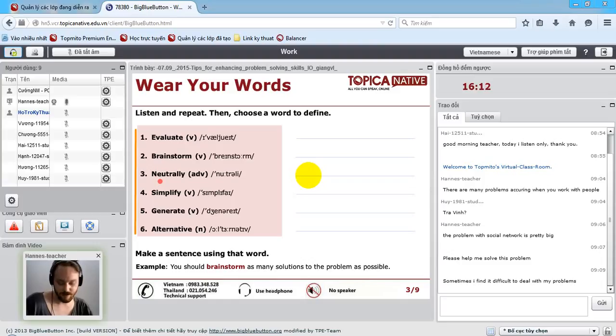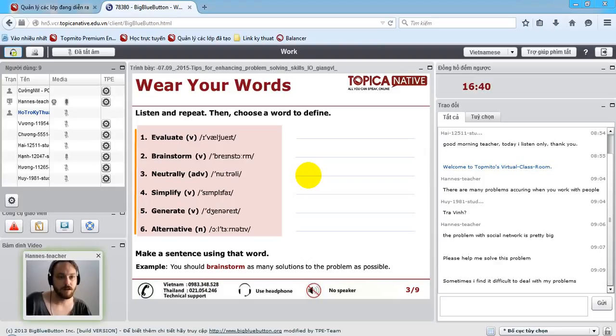So let's begin with pronouncing the words first. So read all the words and pronounce them. So Wung, can you begin to pronounce all of the words? Yes. Evaluate, brainstorm, neutrally, simplify, generate, alternative.